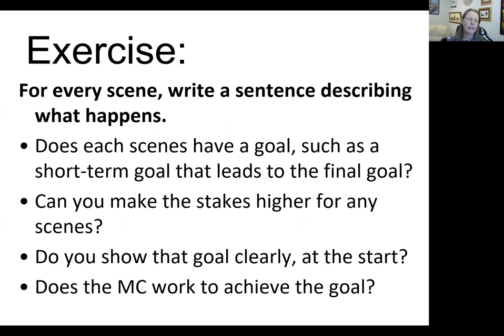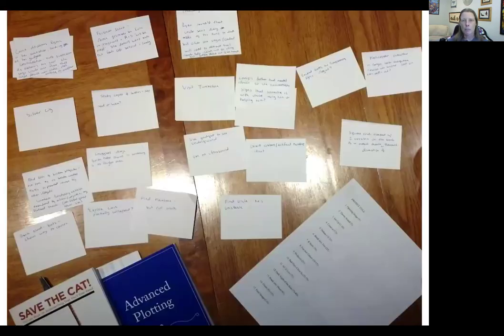Can you make the stakes any higher? What could you add to make it even more important or more challenging, whether they succeed or fail? Make sure that you show that goal clearly at the start of the chapter or the scene. And do you have the main character working to achieve that goal throughout the scene? And there's a couple of ways you can do this kind of outlining process.